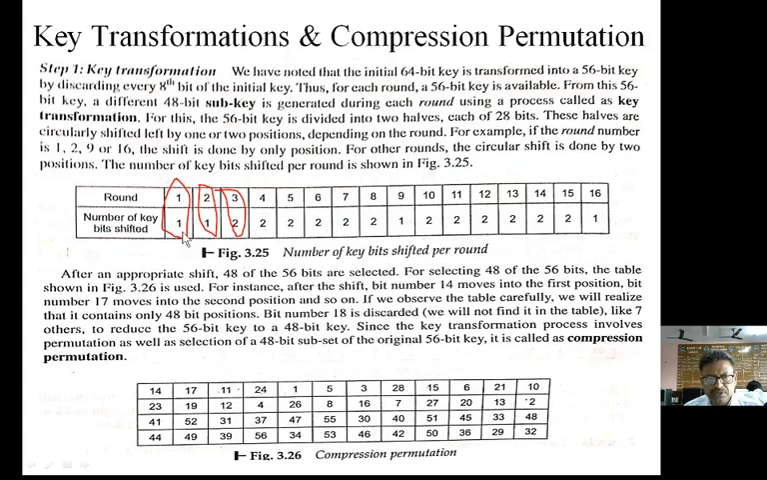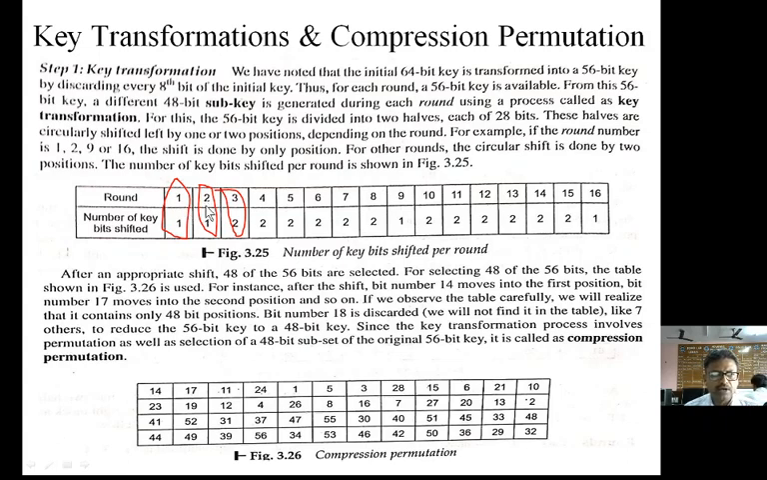So when it is circularly shifted 1 bit left, we apply this compression permutation table to select only those bits, and the size will be 48 bits, because you consider 1, 2, 3, 4, 5, 6, 7, 8, 9, 10, 11, 12. So there are 12 columns and 4 rows, so we will be selecting 12 into 4, that is 48 bits.